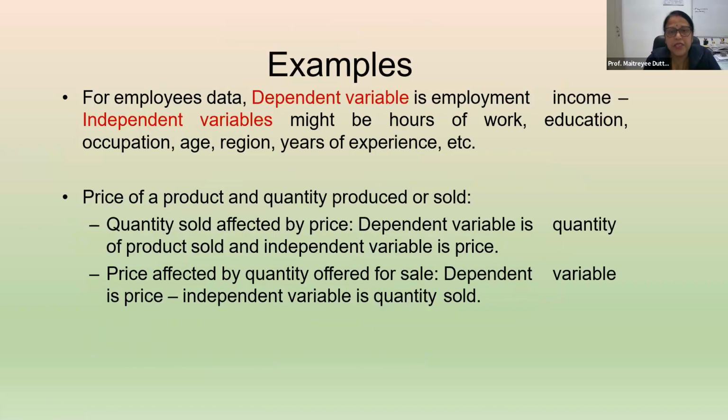Now, as I have given the example, for employee data, the dependent variable is employment income, right? Employee's income. And the independent variables may be hours of work, maybe his education, maybe his age, maybe the region where he is working, years of experience, occupation, designation. So these may be the independent variables.